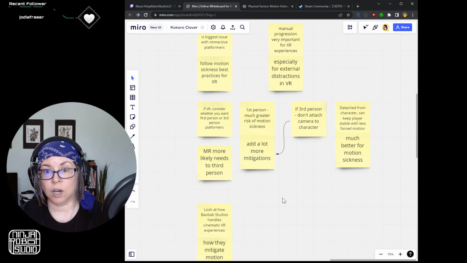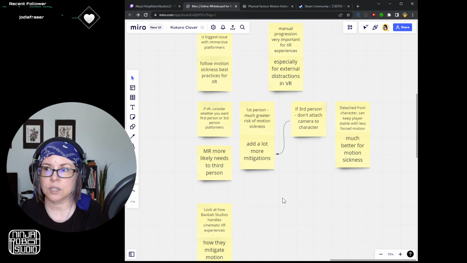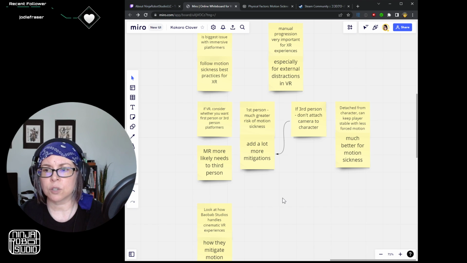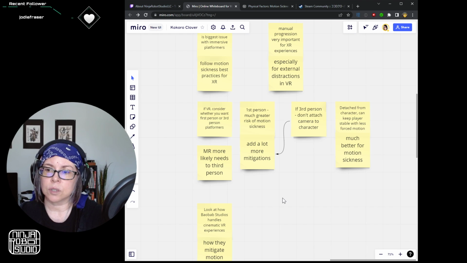I cannot play first person platformers. I will get sick, unless there's one out there that has teleportation as an option for a platformer, which I don't really understand how that's going to make it an enjoyable platformer. I can't do it. I don't know how. So there's a challenge there. How would you make an enjoyable platformer that allows for teleportation? That's a challenge, if you can figure that out.